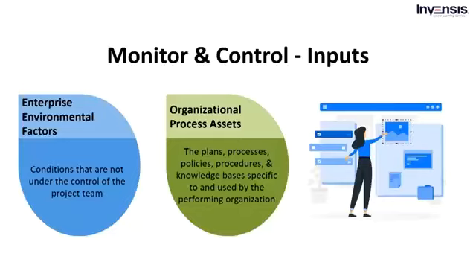We have organizational process assets as the next input for the monitor and control process. An organization's process assets are plans, processes, policies, procedures, and knowledge bases that are unique to the executing organization. The assets may be grouped into two main categories: processes and procedures, and the corporate knowledge base. The processes and procedures can be segregated into three stages.